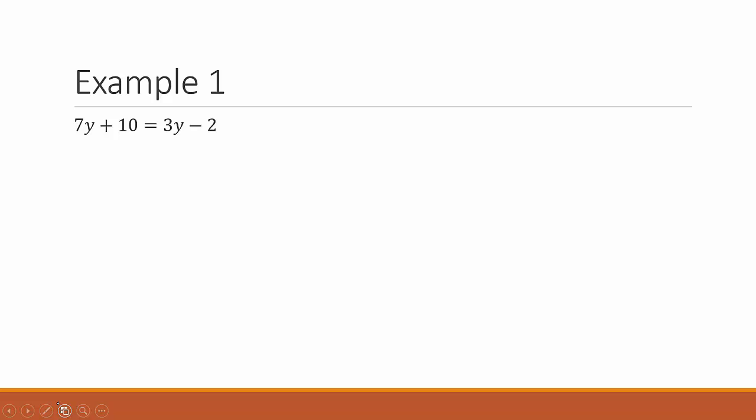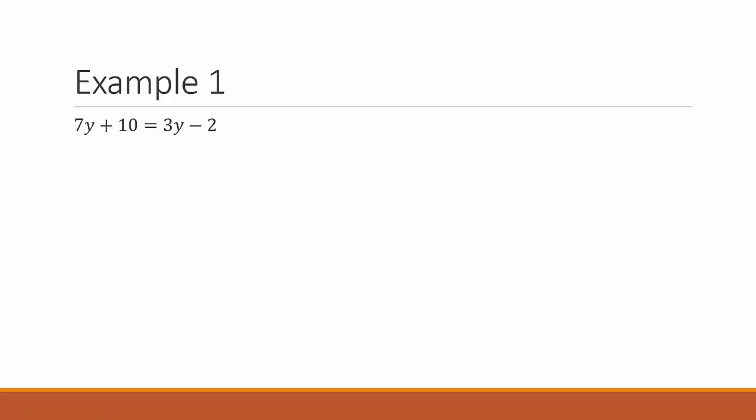So this one we have 7y plus 10 equals 3y minus 2. My goal is to get this to be 1y. Well, I don't have several fractions. I don't have any parentheses. I don't have any like terms on my left-hand side or my right-hand side. But what I do have are y terms on each side of my equal sign.